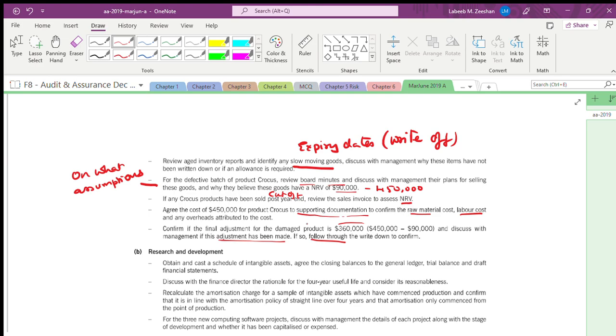First segment. Okay. Next one, we are talking about the 90,000. What is the basis of 90,000? What is the basis of 450,000? Whether you are talking in terms of selling the scrap, or selling the product at a lesser value, whether we have the approval of the management or not. If you are saying that yes, we got a 360,000 loss, whether you have made the adjustments in the financial statements or not, we have to follow through and confirm it. This is the basic. The more we do the questions, we will have ideas about how to deal with different situations.